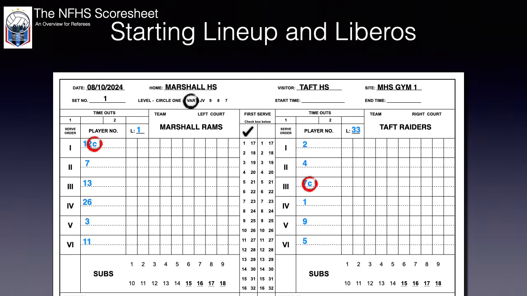The referees and the scorer should ensure that all numbers are valid according to the current rules. All players are listed on the roster. A captain is indicated, a libero is designated if desired, and no duplicate numbers exist.